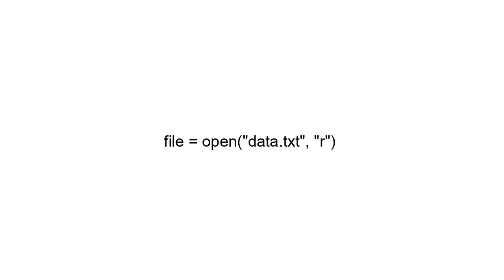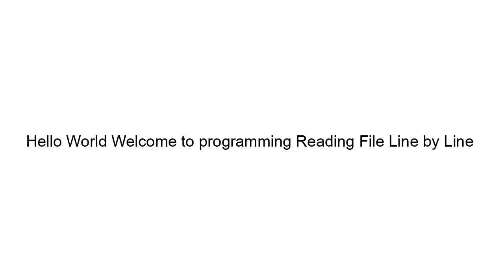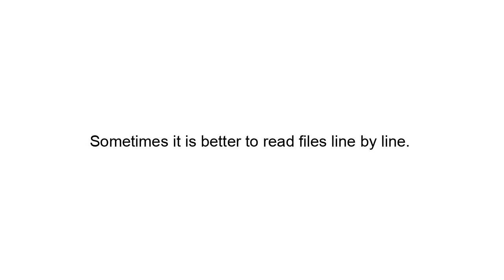Reading from a file. Programs often need to read data stored in a file. Example: file = open("data.txt", "r"); content = file.read(); print(content); file.close(). Explanation. open opens the file. read reads the entire file. close closes the file. Output might look like: Hello world. Welcome to programming.